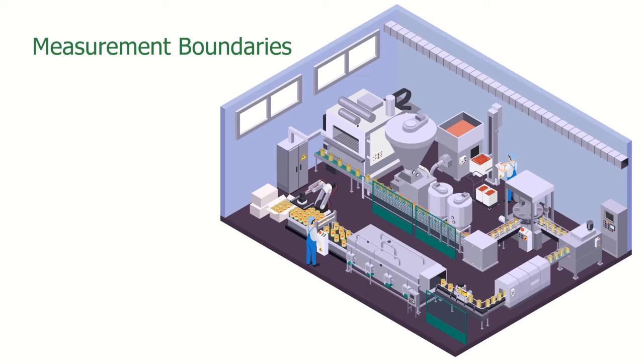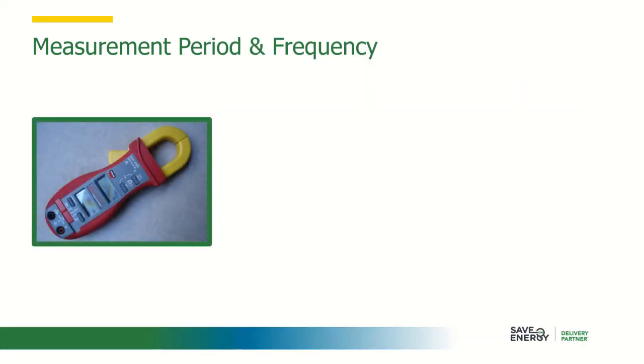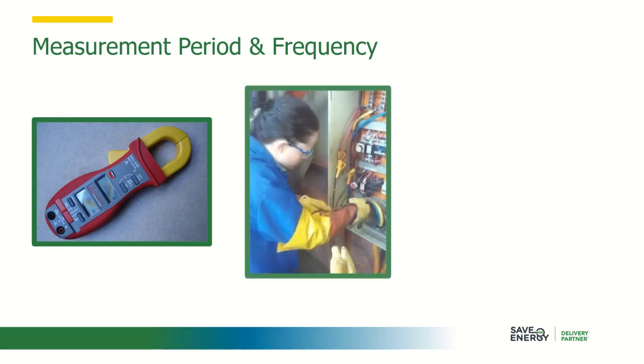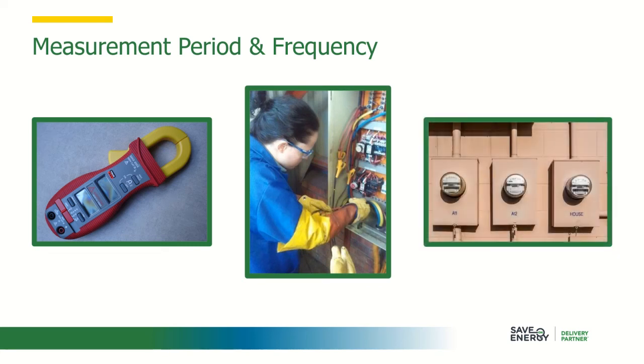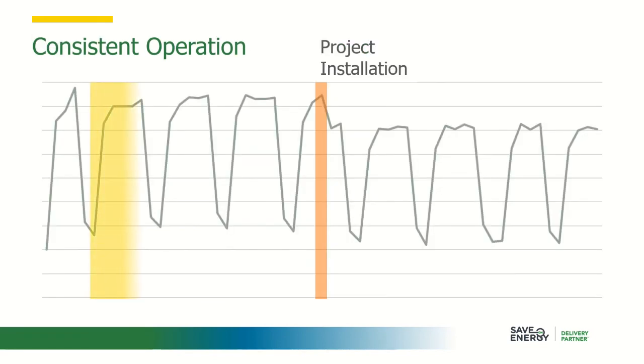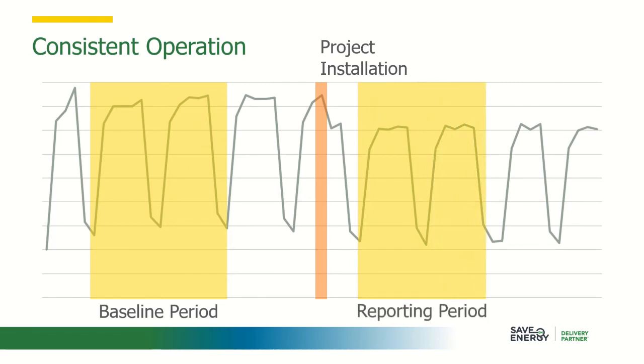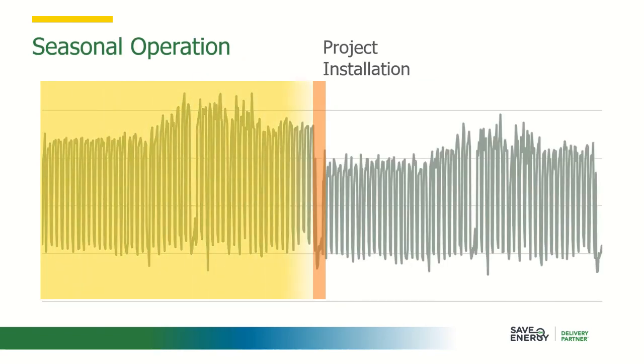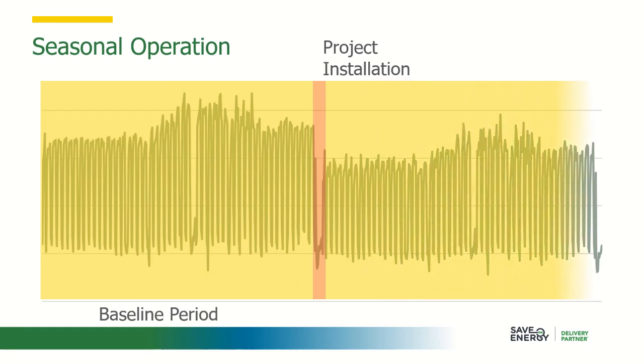In addition to the physical measurement boundary, the measurement period and frequency must be defined for both the baseline and reporting periods. This could include spot measurements, short-term, or continuous measurements depending on the nature of the operations. As a general rule, the measurement period should be long enough to capture all modes of operation the equipment is expected to experience. For equipment that operates consistently, a week or two before and after installation should be enough. Systems with operations that change significantly through the seasons may need up to 12 months of monitoring for both the baseline and reporting periods to ensure accuracy of your findings.